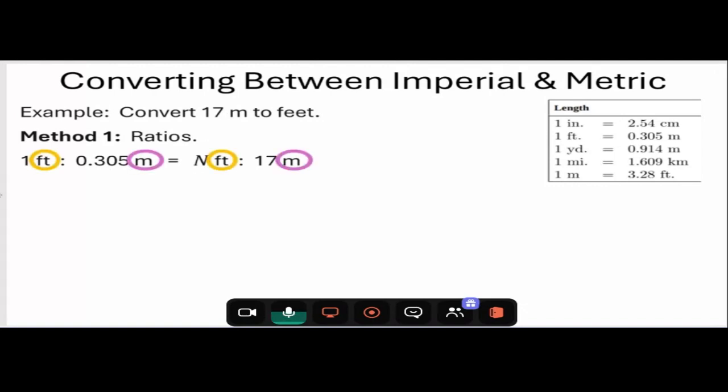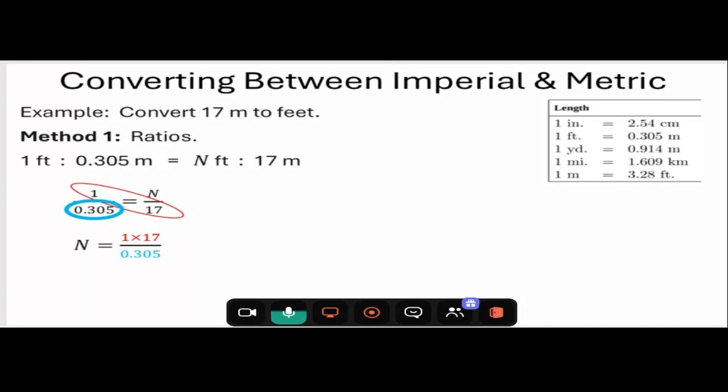Notice again, I make sure I line up that if my feet are on the left of the ratio and my meters on the right, then it stays that way over here. Feet are on the left, meters on the right. You can reverse them, that's fine, as long as you reverse all of them. So turn them into fractions, identify the pair that does not have a variable, and multiply them and divide by the other one.